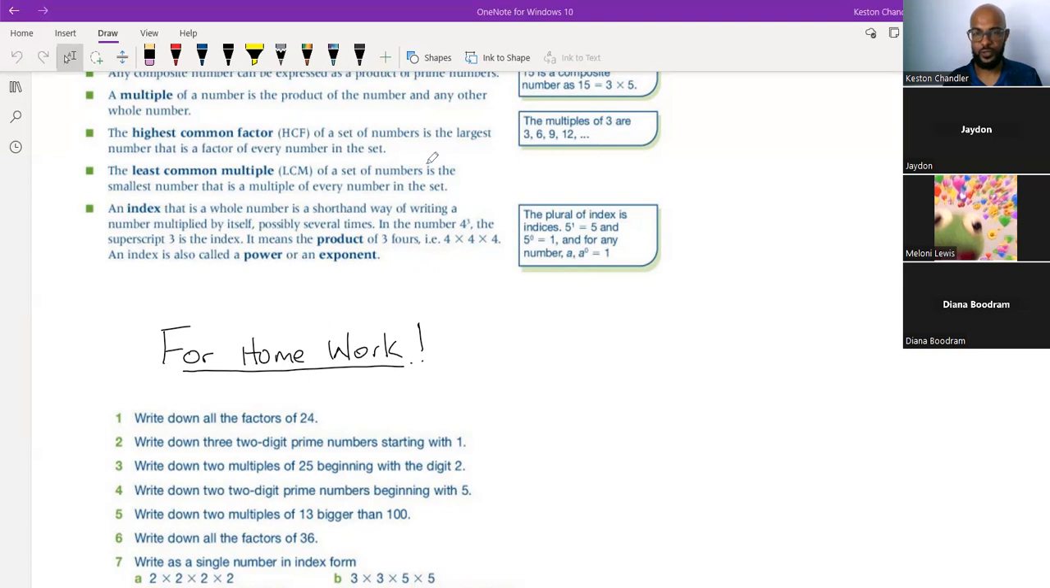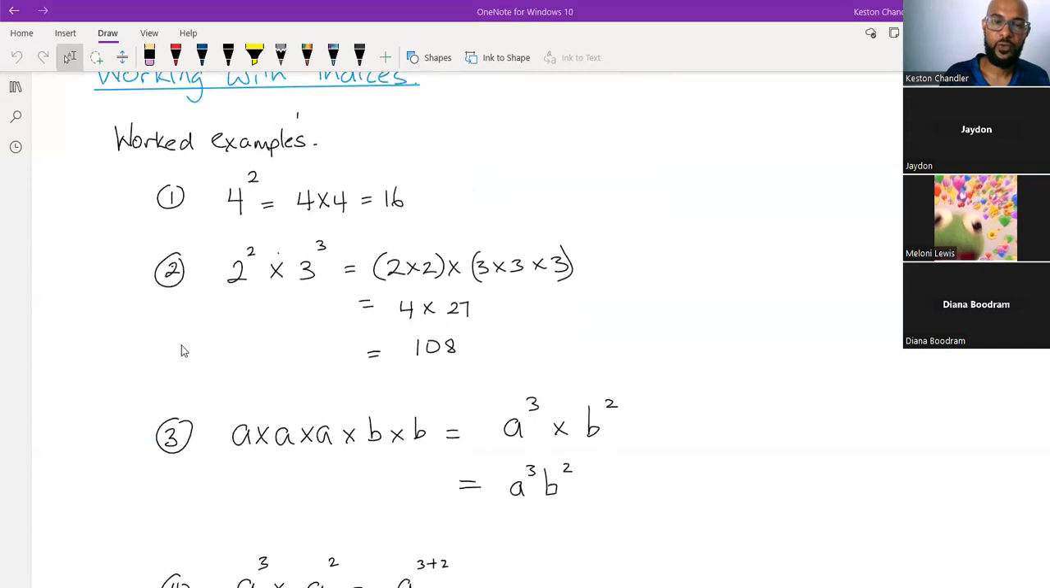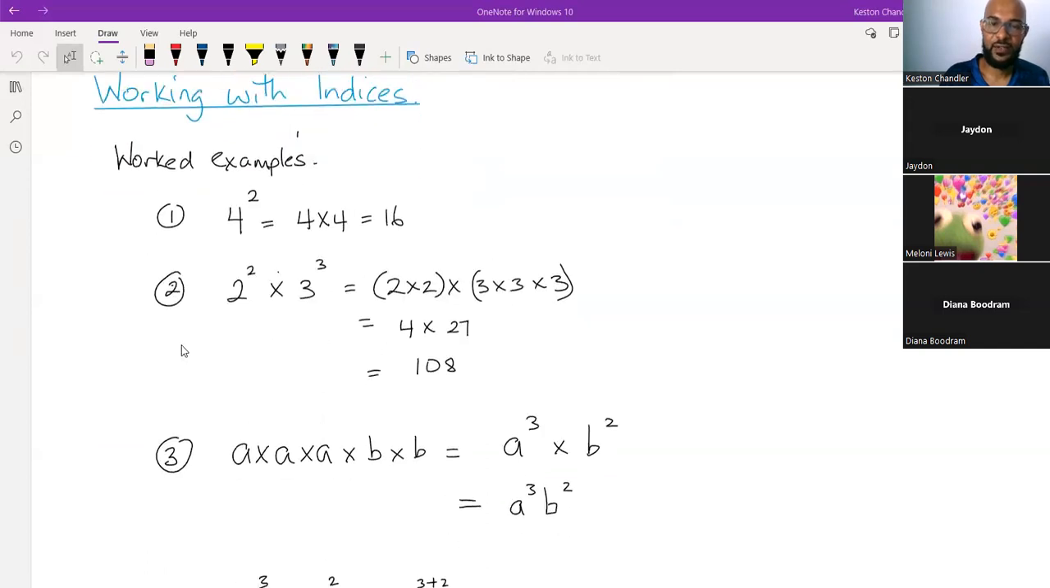So for homework, I have 7 questions here for you to do. You'll be doing these inside of your notebook. As I mentioned, by tomorrow, I will send the PDF of the whiteboard notes in the Google Classroom along with the link to enroll or to join the Google Classroom. And you will do these inside of your homework book, and I'll leave an area for you to upload your work there. All right. So what I'm going to move on to is working with indices, right?